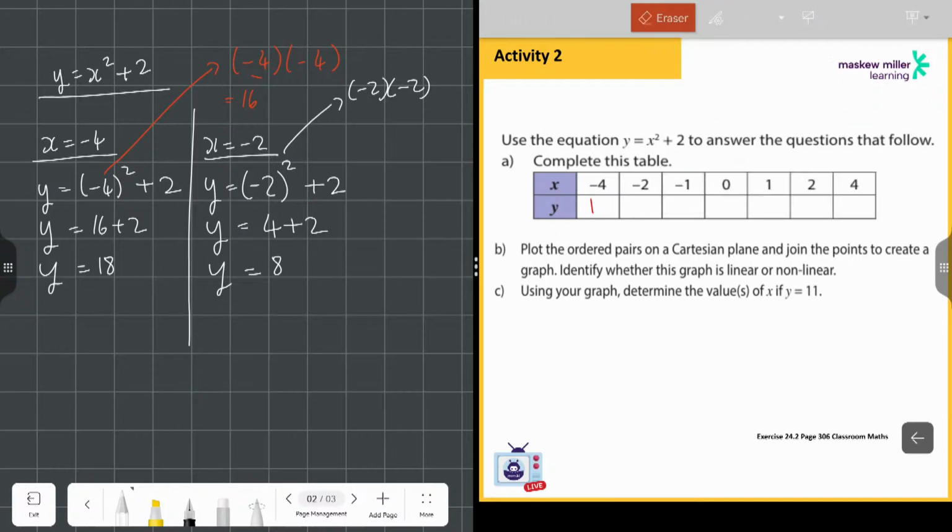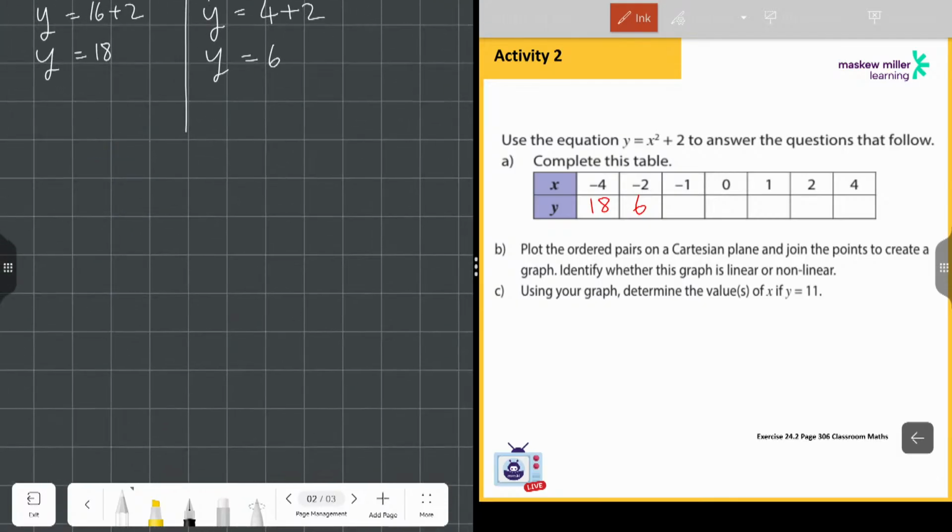Let me just make that 8 neater over there. Right, so I hope you guys are screaming, Teacher Abdul, 4 plus 2 is not 8, but it is rather 6. Okay, so here I need to have 6. There we go.